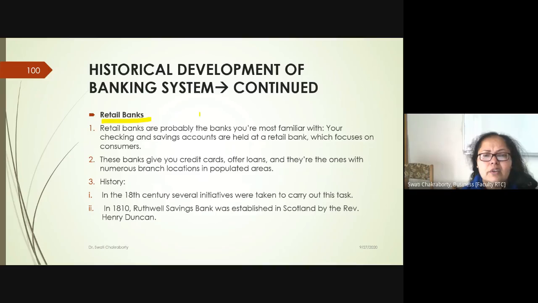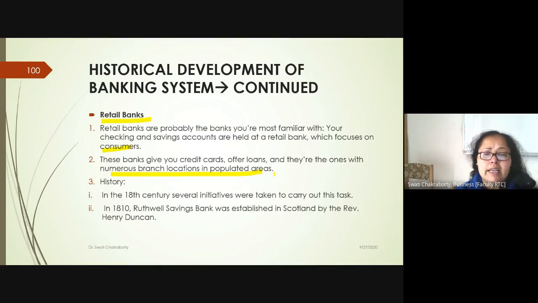Retail banks. Your checking and savings accounts are held at a retail bank, which focuses on customers. These banks give us credit cards, offer loans, and they are the ones with numerous branch locations in populated areas.